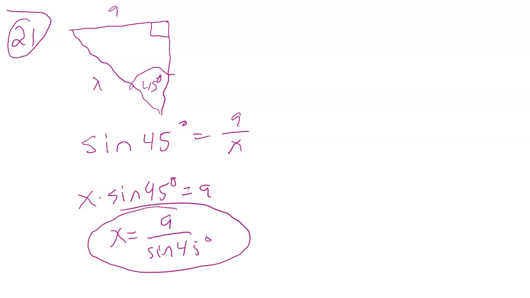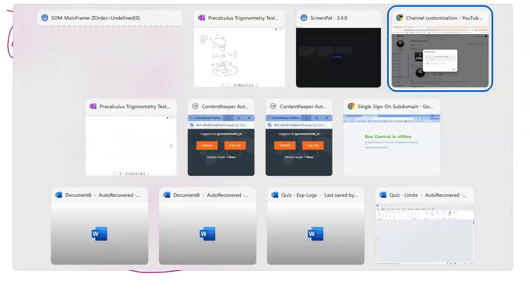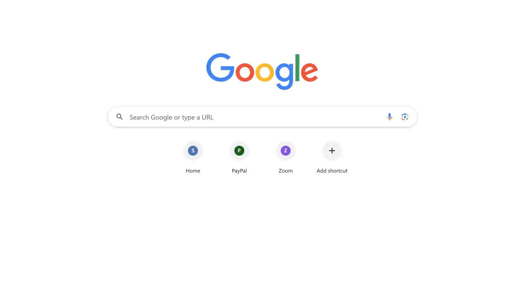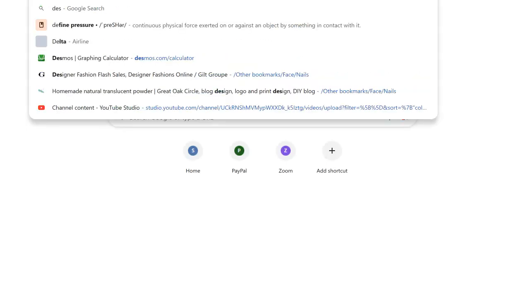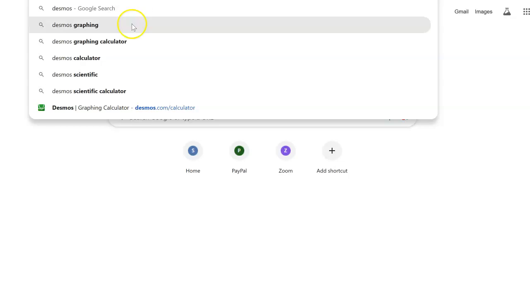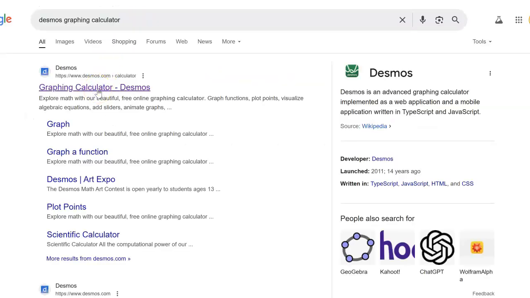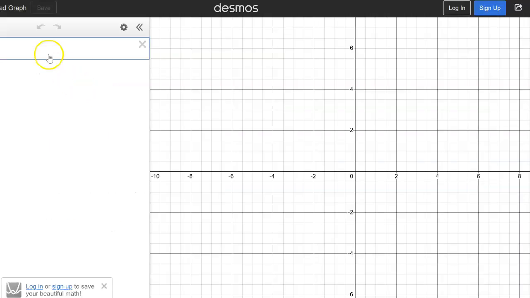I like that answer. I know they have like 12.7 as the answer, but I prefer the exact answer. Let's see if I can pull up a Desmos graphing calculator. And then I can just throw this in here.